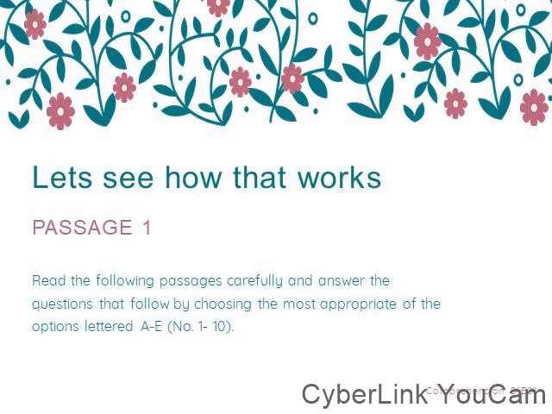Let's take passage 1 of the 2016 National Common Entrance Examinations. The instruction was, read the following passages carefully and answer the questions that follow by choosing the most appropriate of the options lettered A to E, number 1 to 10. As you well know, the comprehension passage section is made up of 10 questions. The first passage has 5 questions. The second passage has another 5 questions.